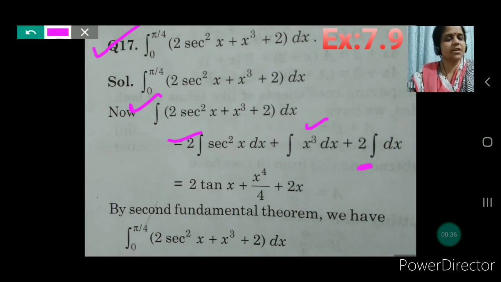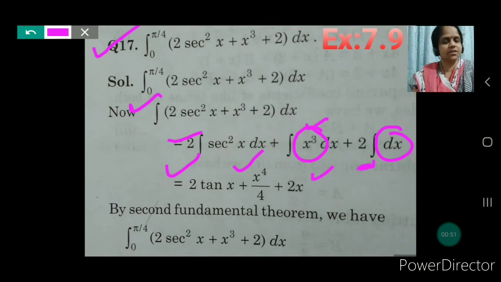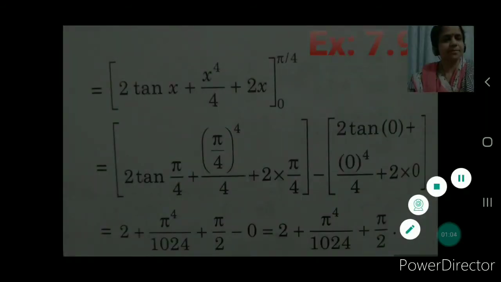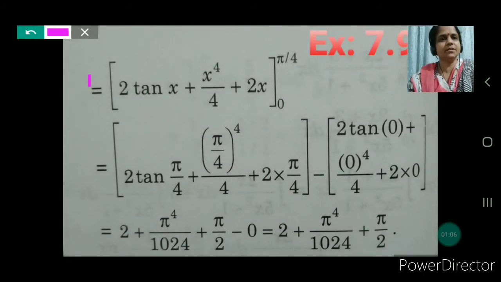Okay, 2 take outside as a constant. So integration of sec square x, it is tan x. Okay, and integration of x cube, it is x raised 4 by 4, and integration of dx, it is x only. So you will get here 2 tan x plus x raised 4 by 4 plus 2x. Okay, and we have to substitute the limit. So here the limit is from 0 to pi by 4.